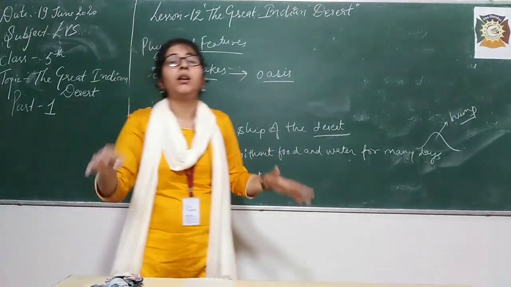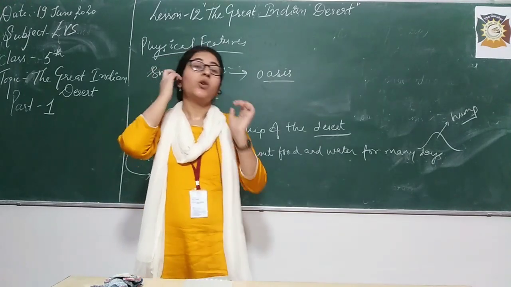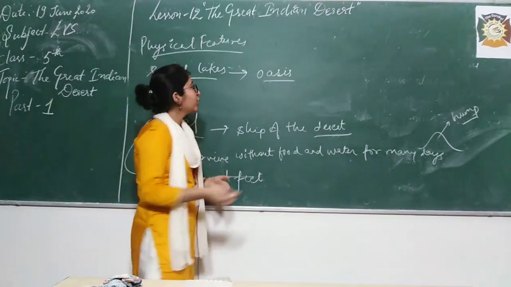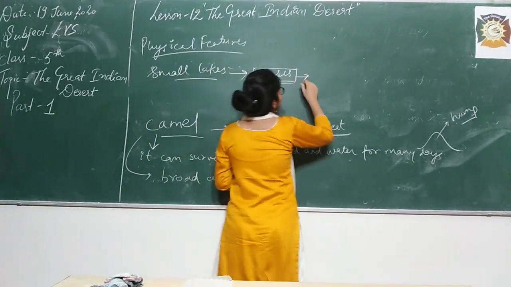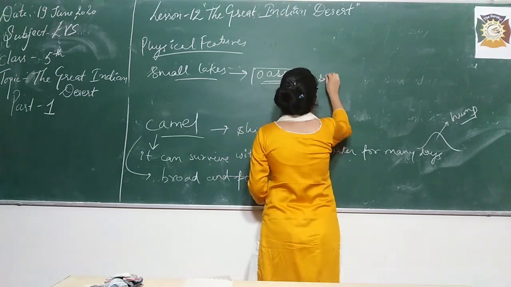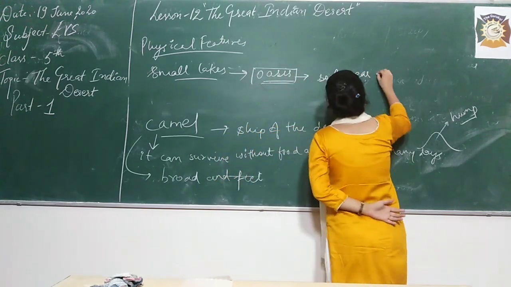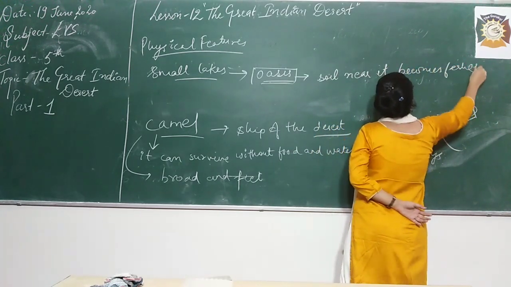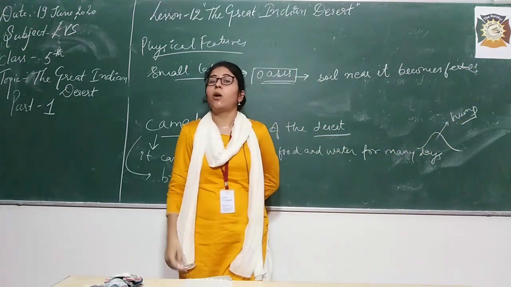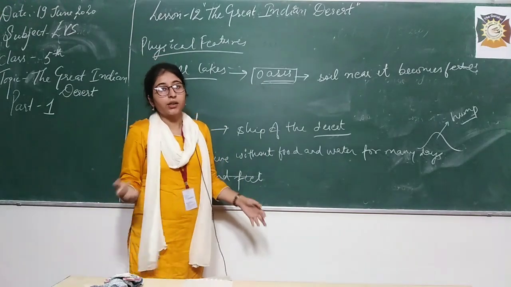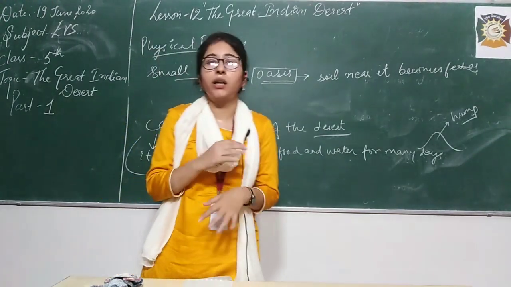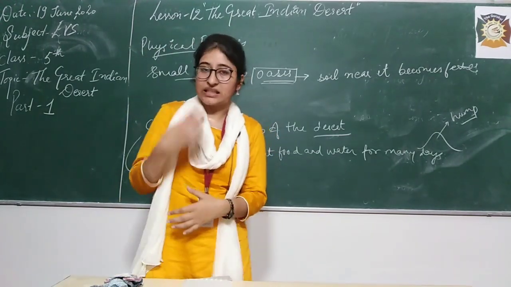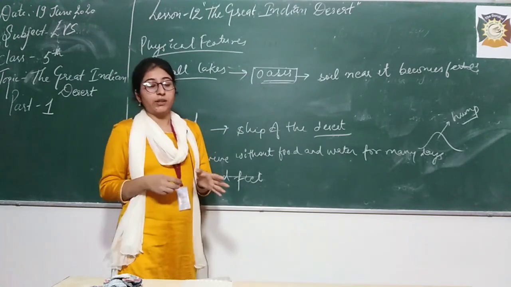So when there are small lakes, obviously the soil near them will become fertile, right? Because it gets water. So what is the benefit of these oases? They make the soil fertile. So when the soil becomes fertile, obviously trees can be grown there, right? Various trees are grown there. We will study in the next class what kinds of trees are grown near oases and in these deserts. So yes, one more benefit is this.